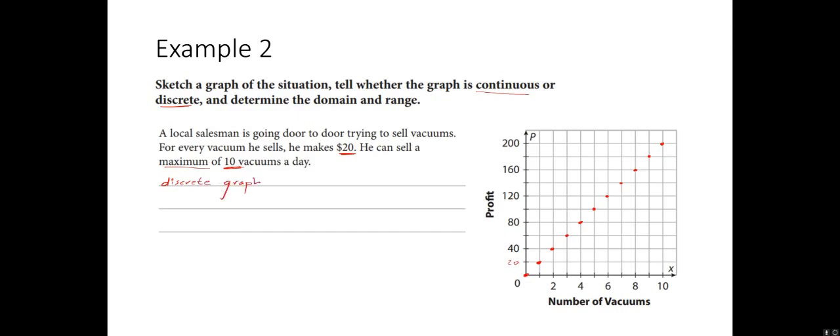Okay, so that's part 1 done. Determine the domain. So domain, again, is our x. And if you noticed, he can really just sell anywhere from 0, 1, 2, 3, 4, 5, and that's what I'm doing here, 7, 8, 9, and 10. So I'm just listing all the numbers from 0 to 10, all natural numbers from 0 to 10. Okay, so that's realistically how much he can sell that day.